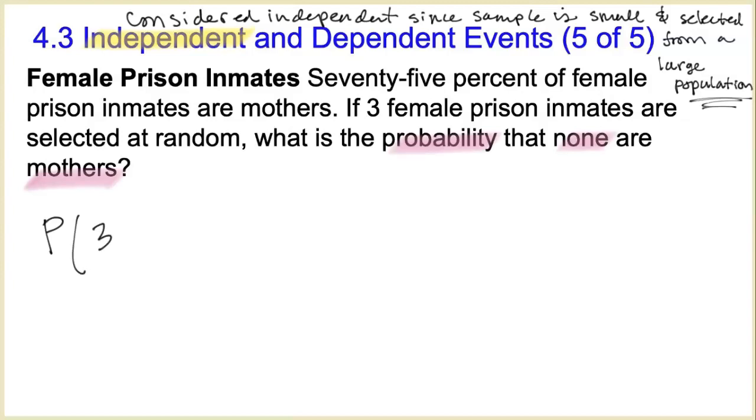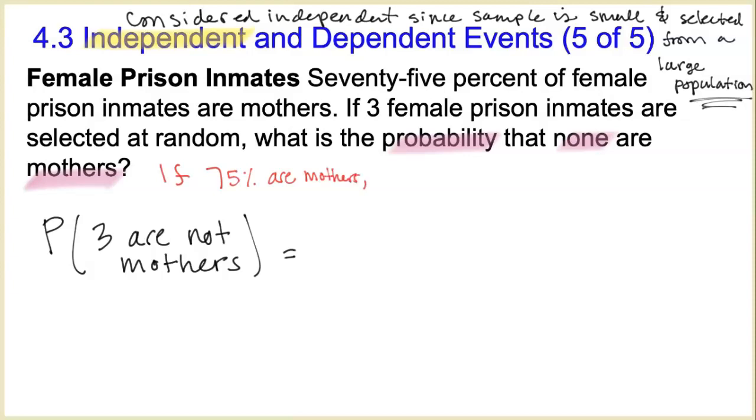So what's the probability that none of the female inmates are mothers if 3 are selected? So we look at our statement, probability that 3 are not mothers. That would indicate that if 75% of the prison inmate population are mothers, then 25% of the prison population are not mothers.